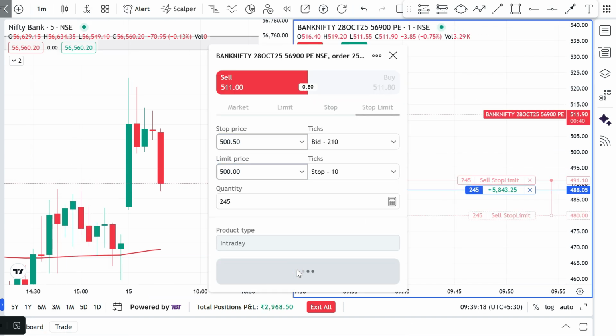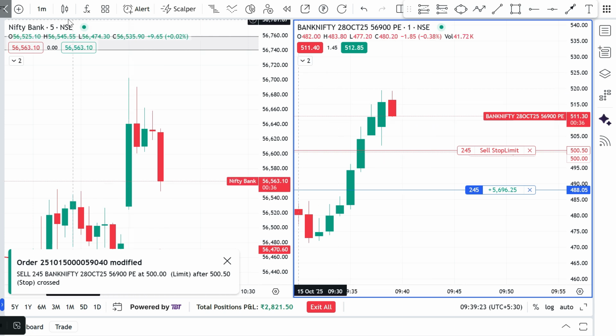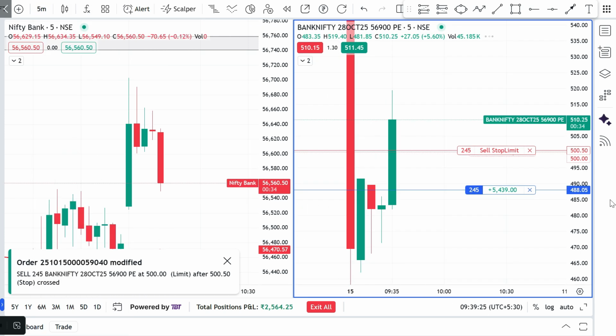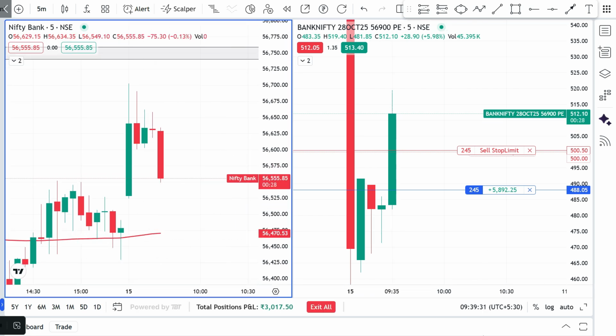Okay, you can see market started falling and giving our target also. So that's why I updated my trail to cost. So might be chance for a support from the day opening. That's why I updated trail. Let's wait for candle close.